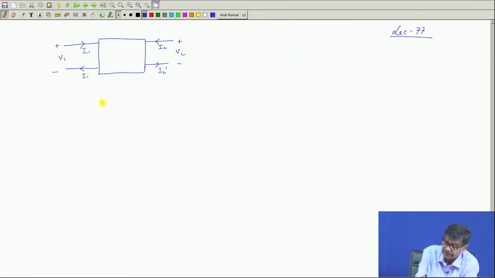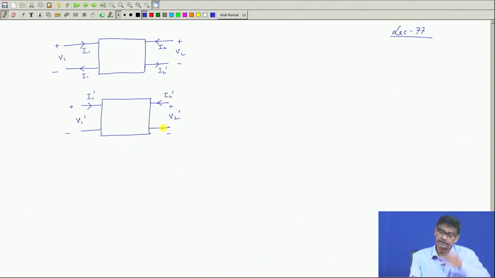Now, you have another network which has things like this. This is plus minus, say, V1 dashed, this is plus minus V2 dashed, and this is I1 dashed and this is I2 dashed. This is the thing.